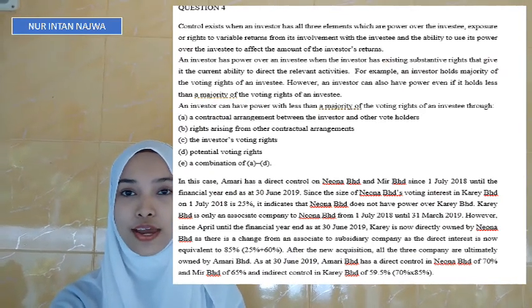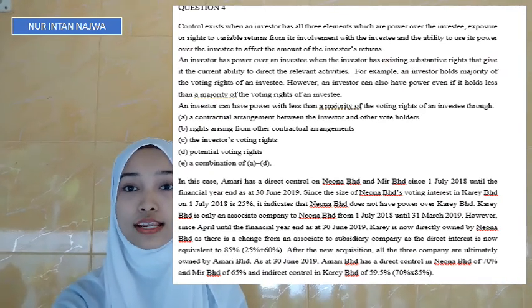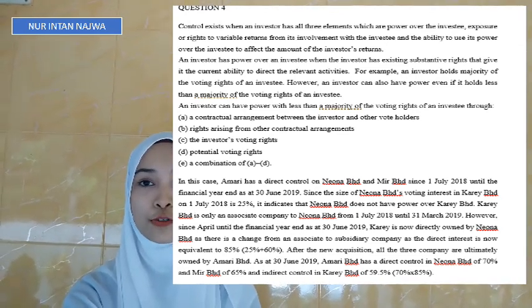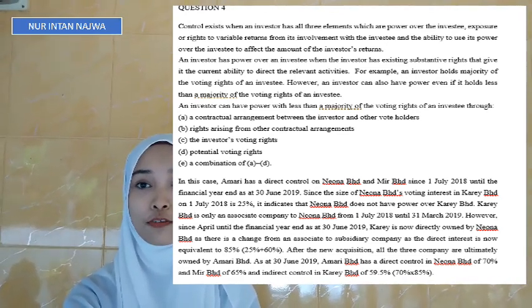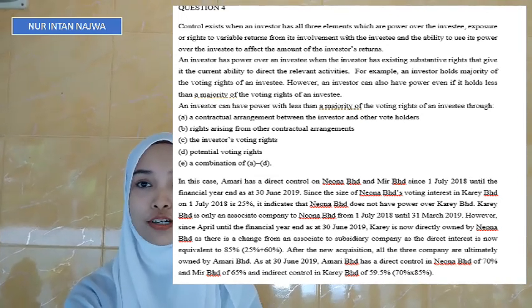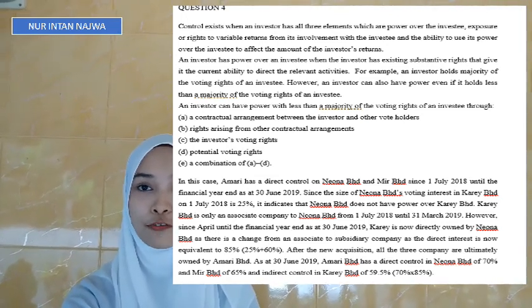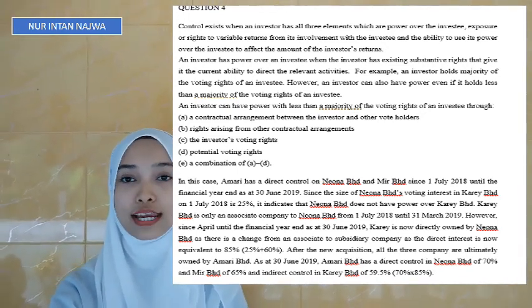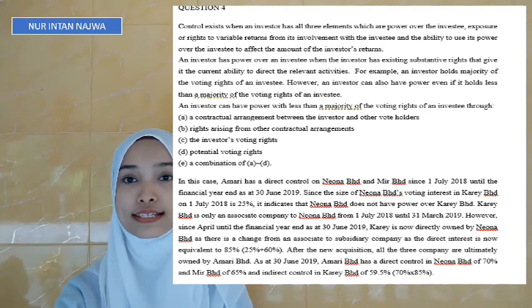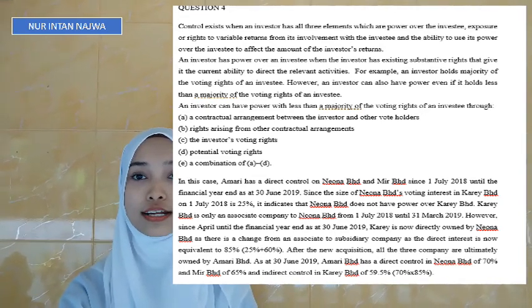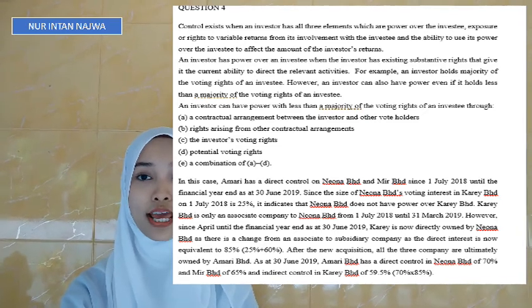Control exists when an investor has all three elements, which are power over the investee, exposure or rights to variable returns from its involvement with the investee, and the ability to use its power over the investee to affect the amount of the investor's return. An investor has power over an investee when the investor has existing substantive rights that give it the current ability to direct the relevant activities.